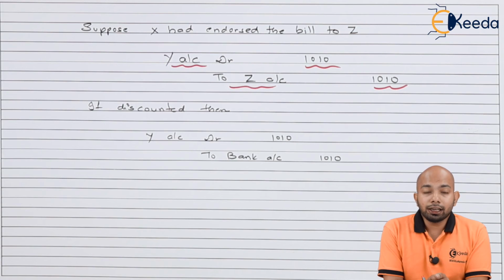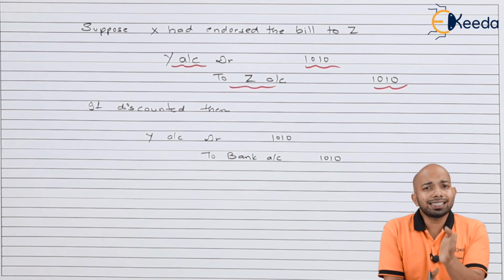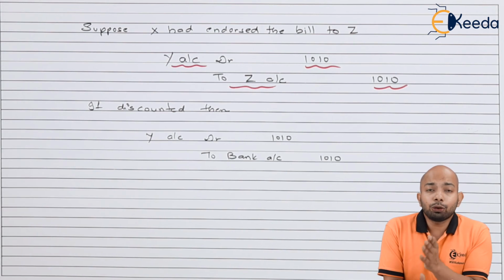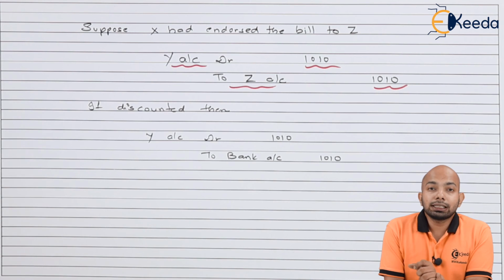Now on the other hand, if this bill was discounted, what would the situation have been? The same situation, instead of Z, it would have been the bank account because the bank would have claimed the whole amount then. So noting charges would be taken by the claimer and has to be paid off by the drawee in case of a dishonor. So this is what noting charges is all about.